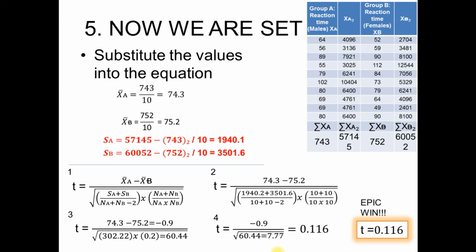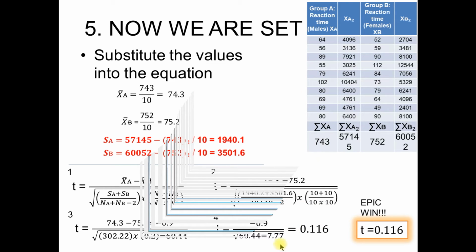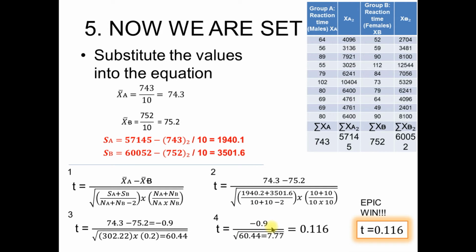So we do that. Square root of 60.44 is 7.7743316. So reasonably we can turn that into 7.77, and that's what we find. Minus 0.9 divided by 7.77 gives us 0.116. Ta-da! This gives us a t value of 0.116. It looks horrendous, but if you just take it one section at a time, you will get there.